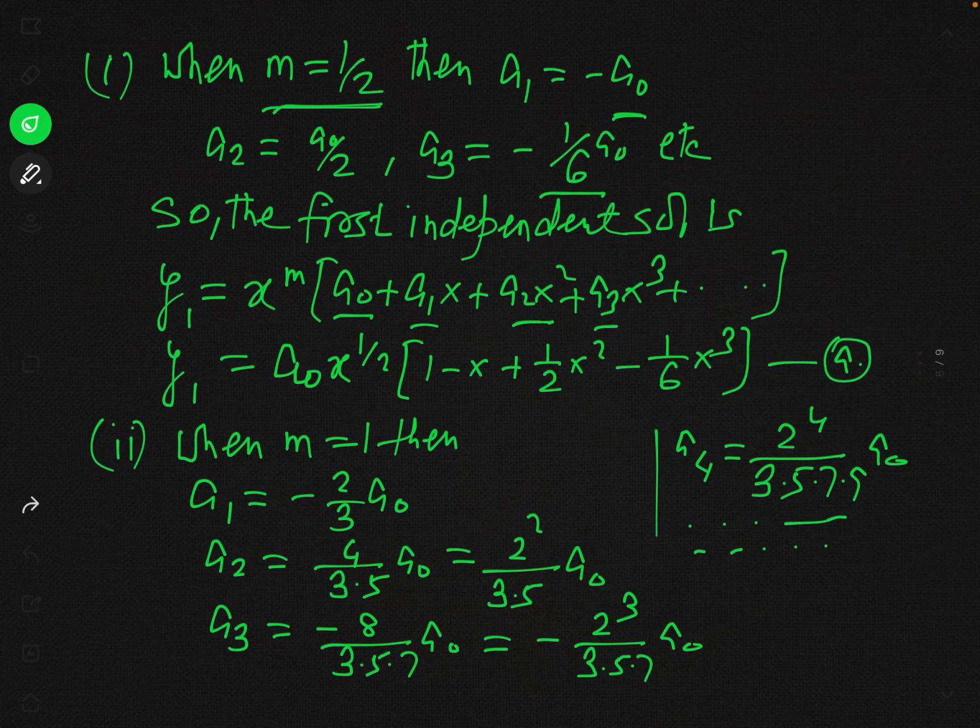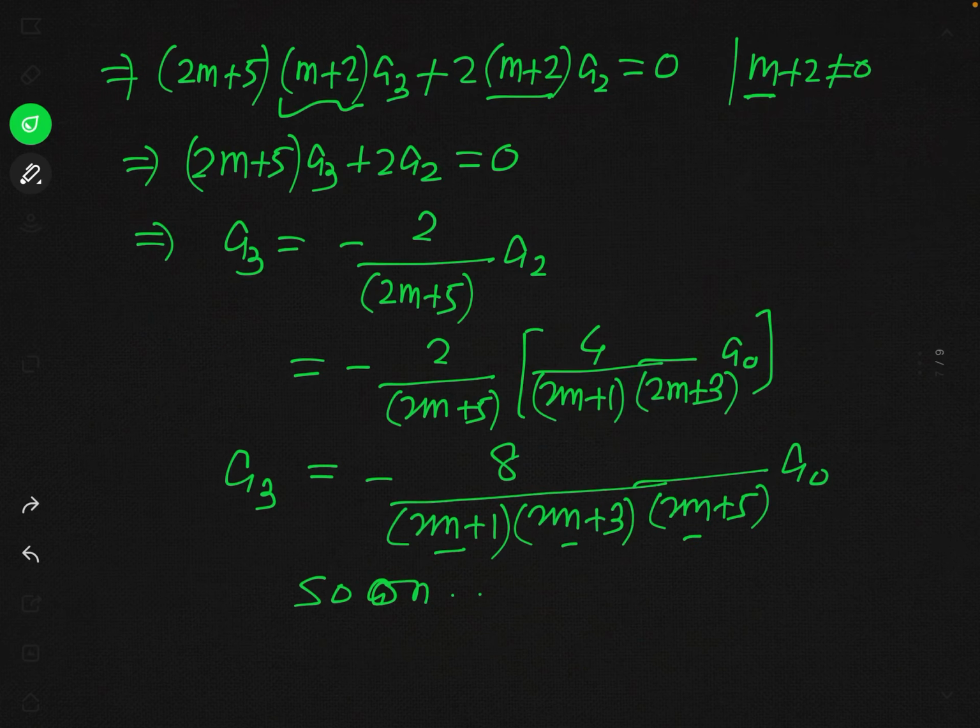So there is no need to write so many coefficients. So now you can write the second solution. You can say what will be the second independent solution. So the second independent solution.